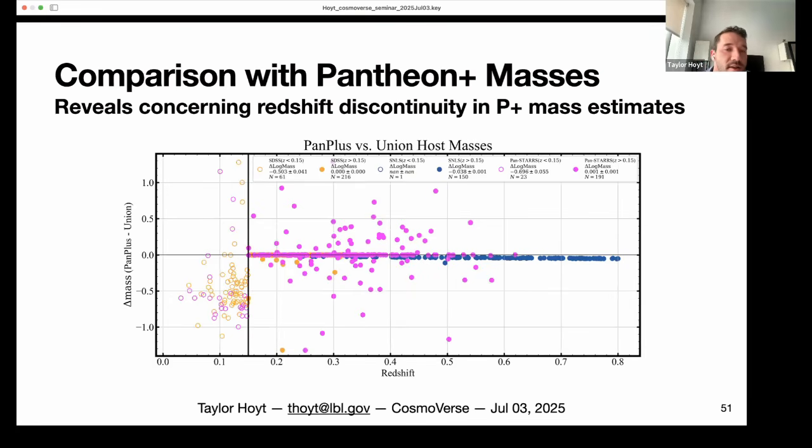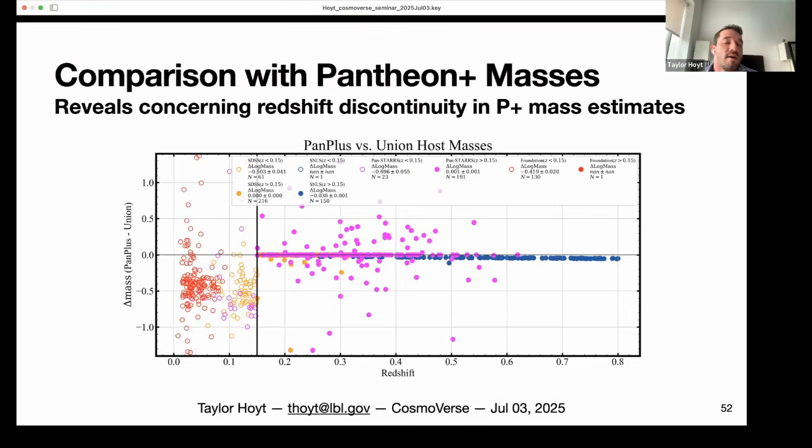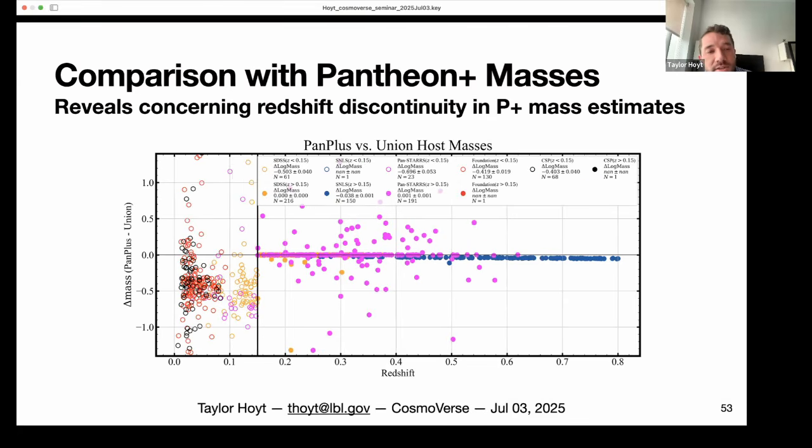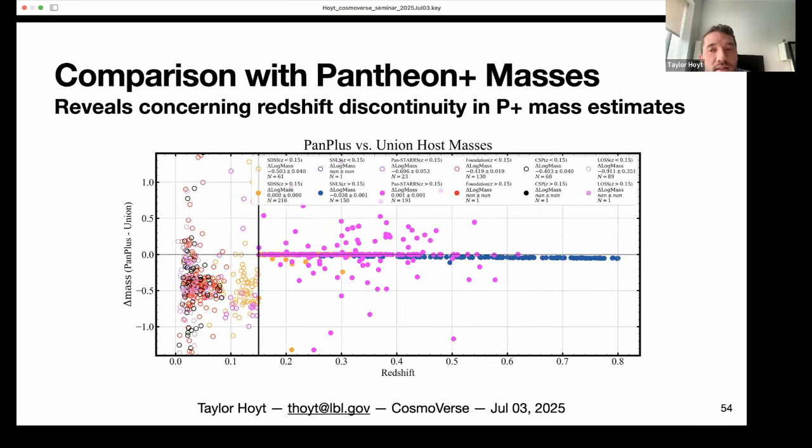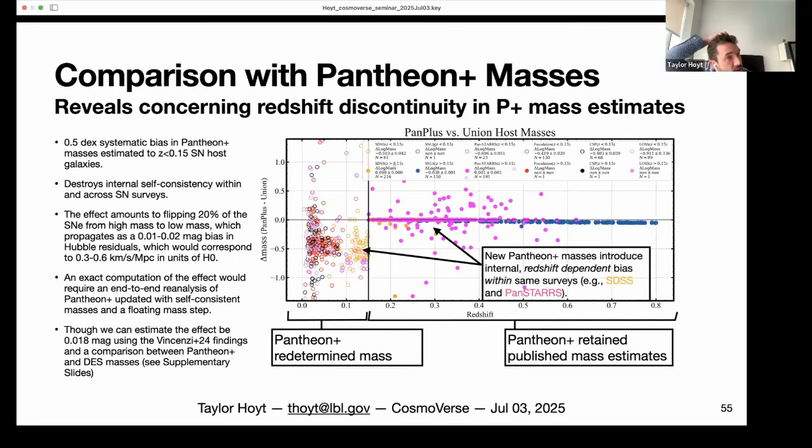So then we had Pan-STARRS. Again, mostly agreement with some scatter. Maybe Union pulled some different sources for those masses. But still we see the same step between the newly determined Pantheon masses versus the original published masses. This persists when you add Foundation, CSP, and LOSS. So in the end, this 0.5 dex systematic bias in Pantheon persists. It destroys internal self-consistency within and across supernova surveys.